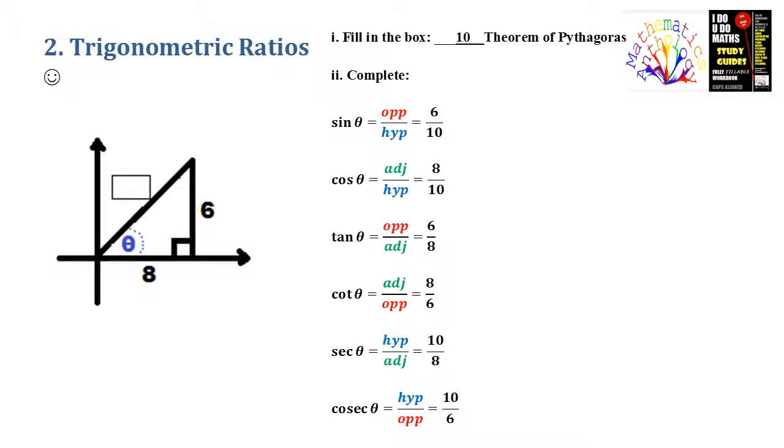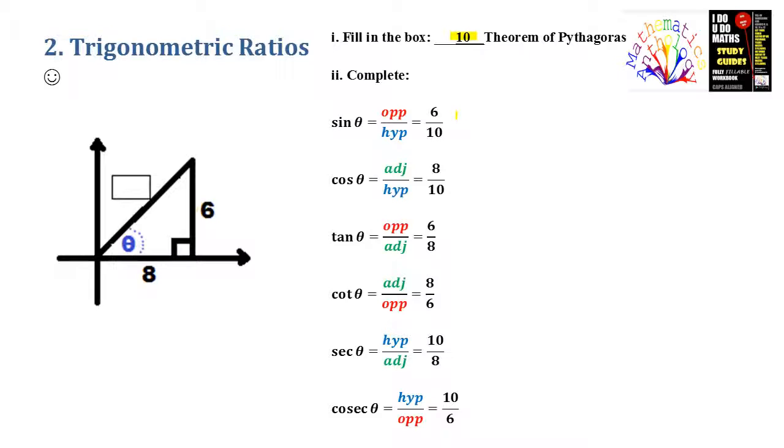Let's now look at trig ratios. So we have a triangle on the Cartesian plane here. We have 6, we have 8, and we have an unknown value for the hypotenuse there. So fill in the box. The box represents the value of the hypotenuse, so we will use theorem of Pythagoras, which will be 6 squared plus 8 squared, which is 36 plus 64. Square root of 100 will be x, which is 10.